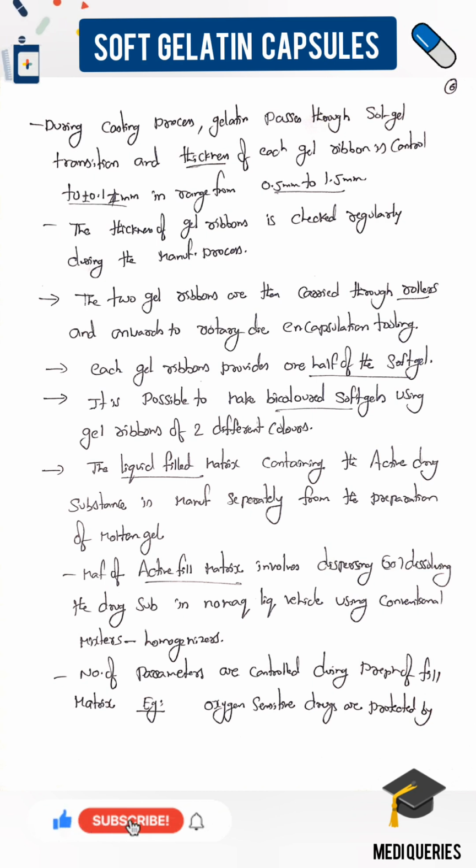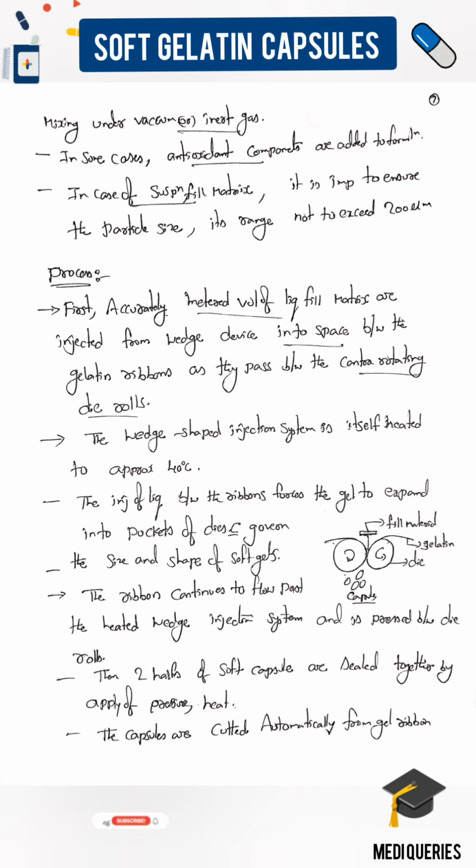Here a number of parameters are controlled during the preparation of the film matrix. For example, oxygen-sensitive drugs are protected by mixing under vacuum or inert gas. In some cases, antioxidant components are added to the formulation to prevent oxidation. In the case of suspension film matrix, it is important to ensure the particle size range does not exceed 200 microns. So controlling the particle size range of the preparation is needed for the suspension type of film matrix.